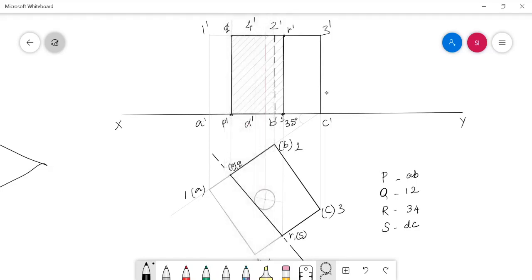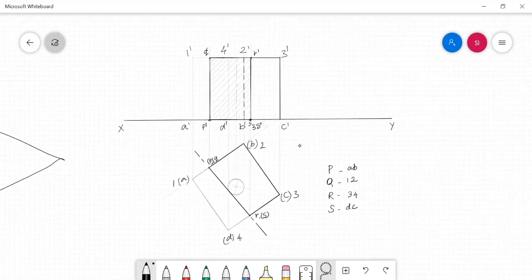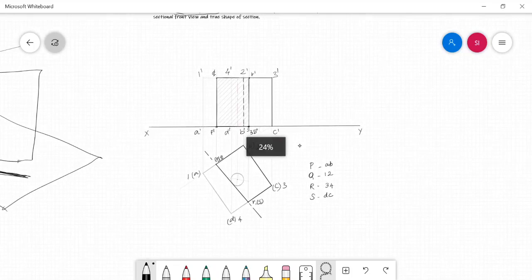We just completed the sectional front view and top view of the given solid. And now one more duty is there, we have to draw the true shape of the section, because the sectioned surface that we are seeing in the front view is not showing its original shape. So we need to go for drawing the true shape of the section by our regular procedure.